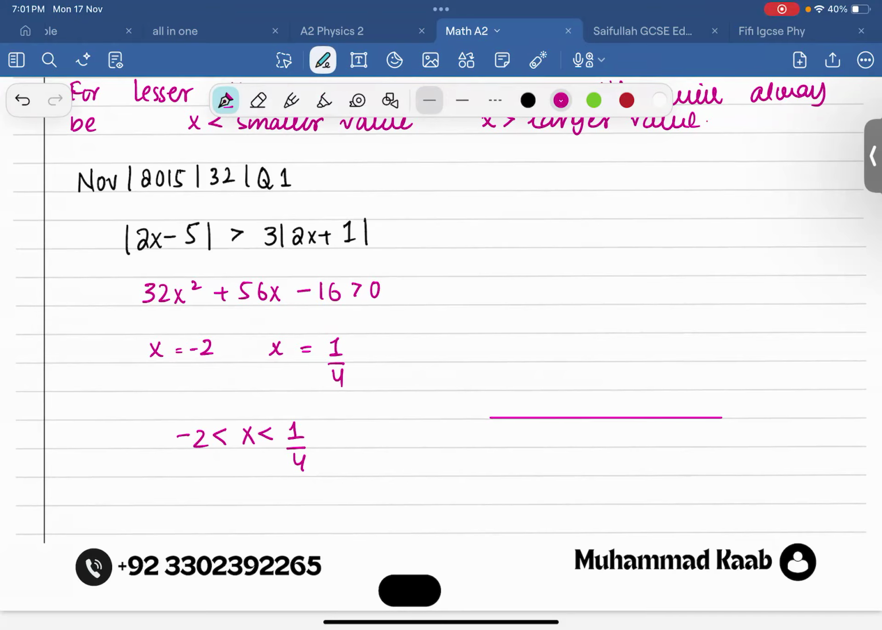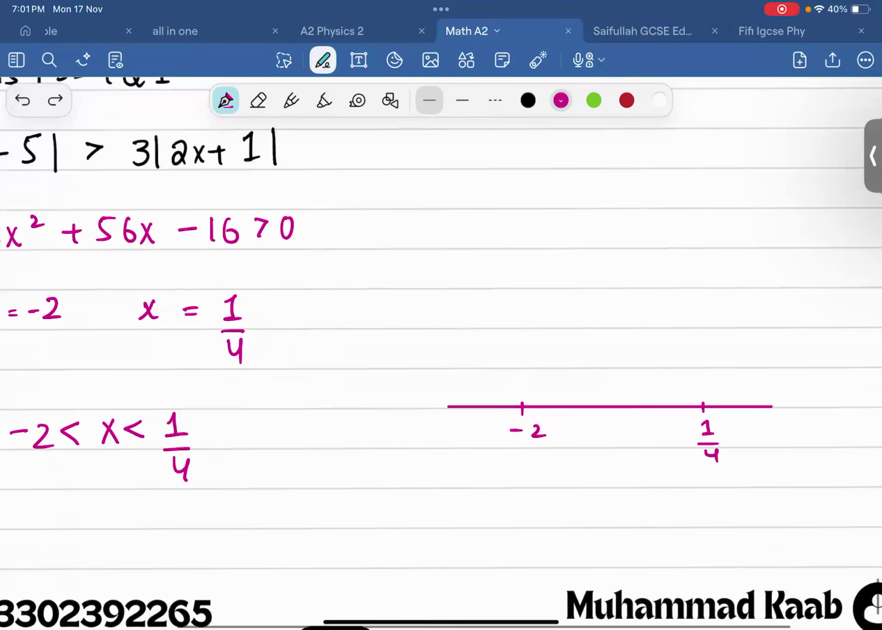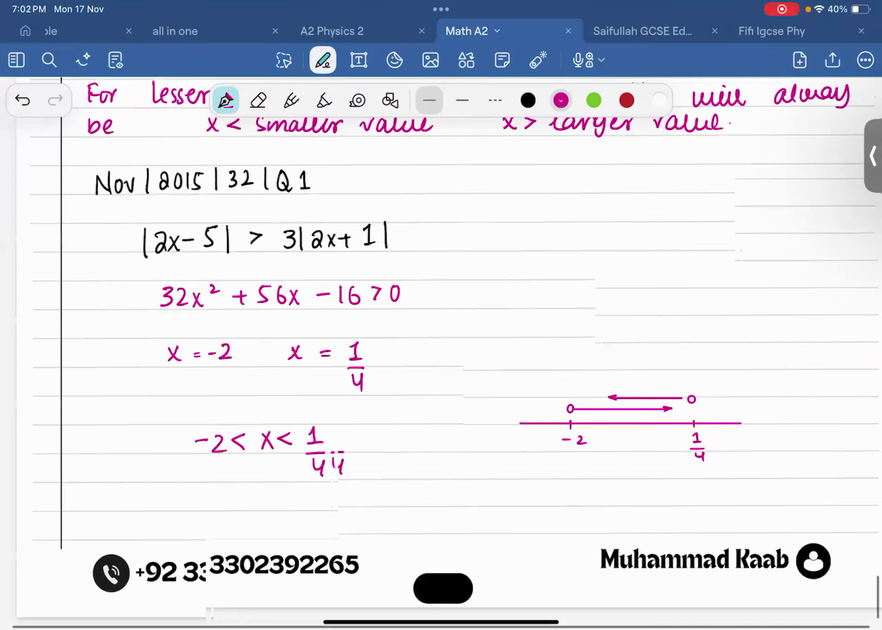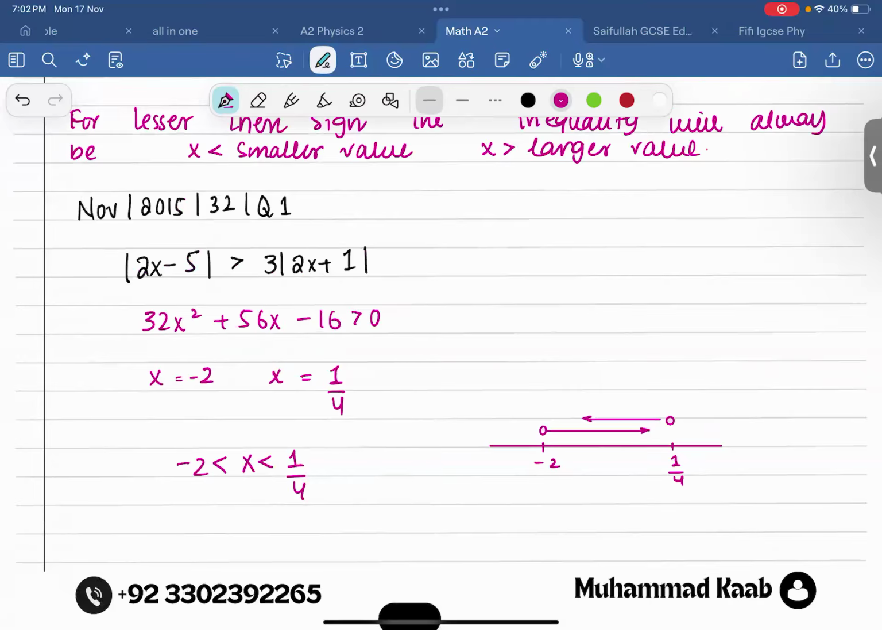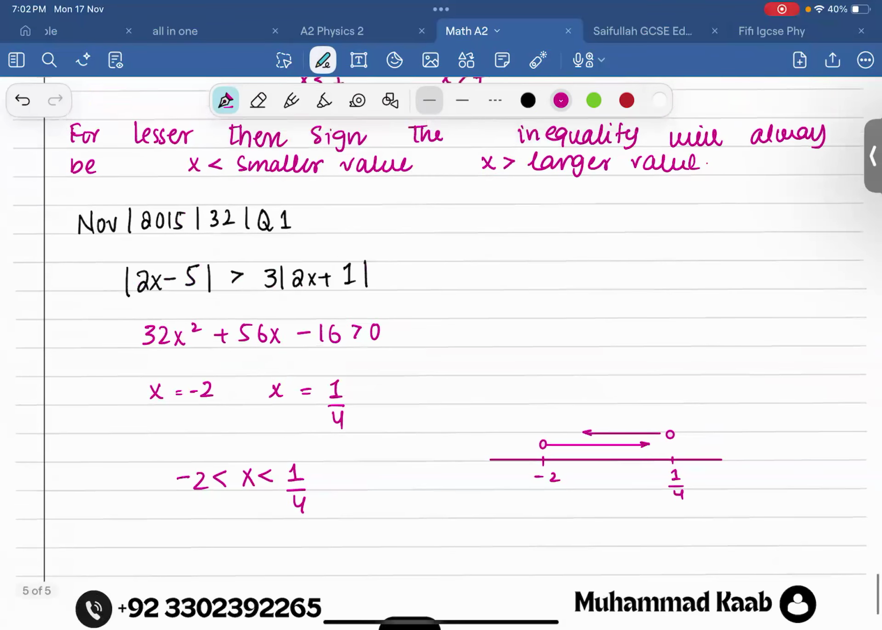If you draw the number line, that would be -2 and that would be 1 over 4. So this is the region we want, right? But these critical values are not included, so that's why I'm not making the bold circles. Clear? Shall we stop here, or can I just discuss one more method?